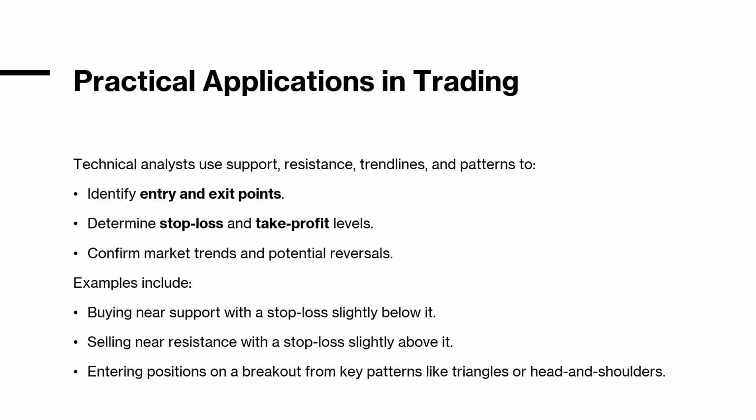Here are some common practical applications. Buying near support levels. When the price approaches a known support area, traders look for signals to buy. A stop loss is typically placed slightly below the support to limit losses in case of a breakdown. Selling near resistance levels. When the price nears a known resistance level, it's often a good time to sell or short the asset. A stop loss is placed just above the resistance level in case of a breakout.